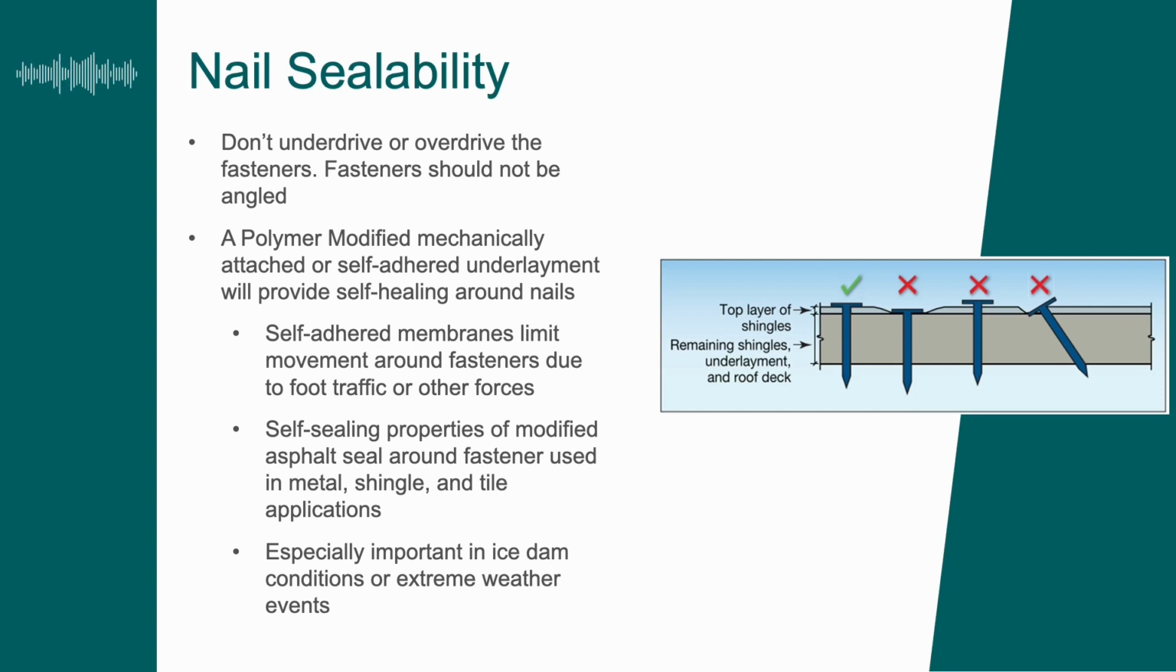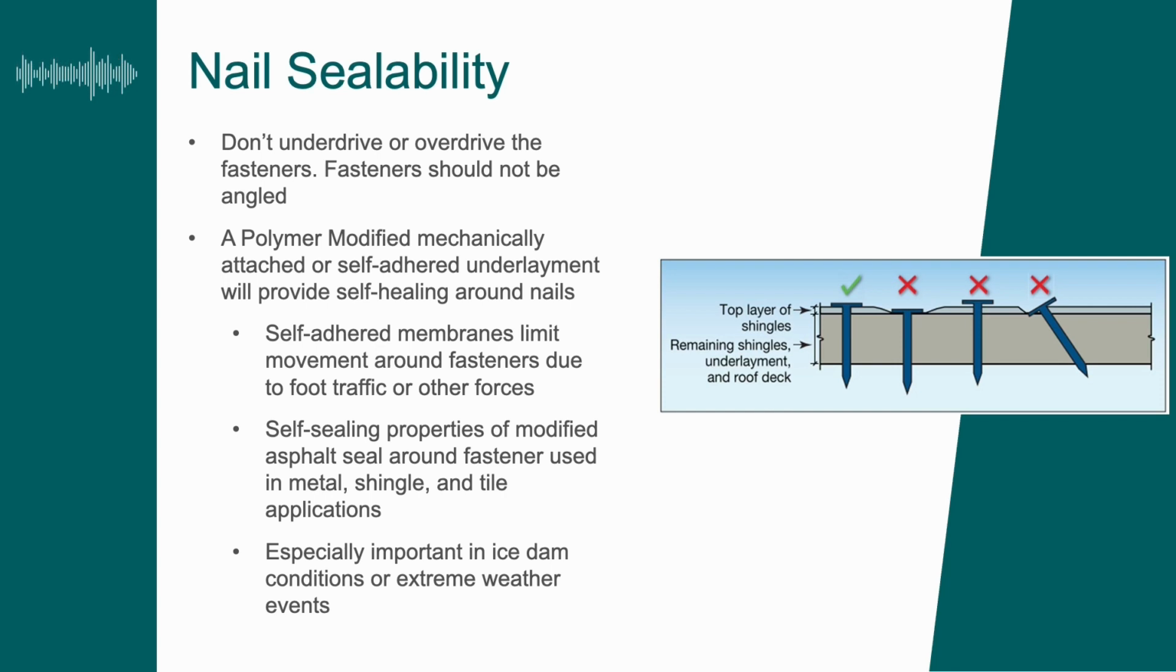And even a properly installed fastener can leak, right? Water can leak through that, especially with wind-driven rain, ice damming conditions. And that's really the key with nail sealability, because if your underlayment has, because of the asphalt compound in it, that natural quality to seal around that nail, you have that additional protection in these cases.